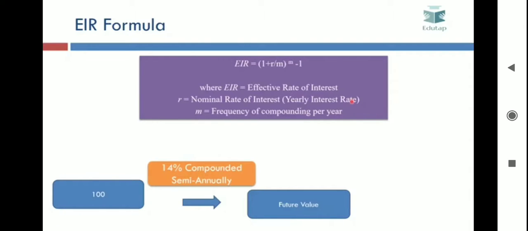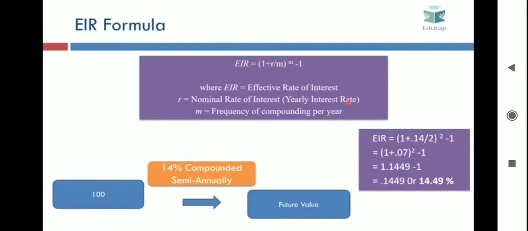Now let's try to solve this example with this formula and find out whether indeed this formula works. When we put the values in this formula, we get EIR equal to (1 plus 0.14, which is the rate of interest, divided by 2, which is M, the compounding frequency) raised to the power 2, which is again M, minus 1. So the answer when you solve this would be 14.49%, which is the same as the answer we got in the previous slide. So indeed, this is the correct formula to find the effective interest rate.